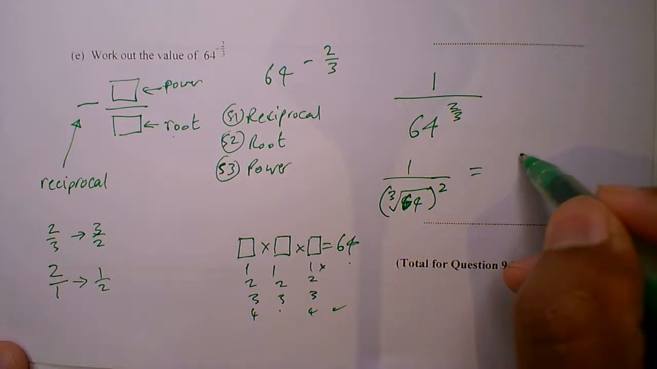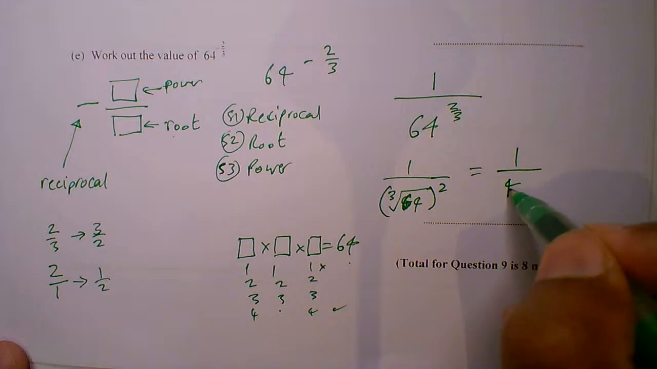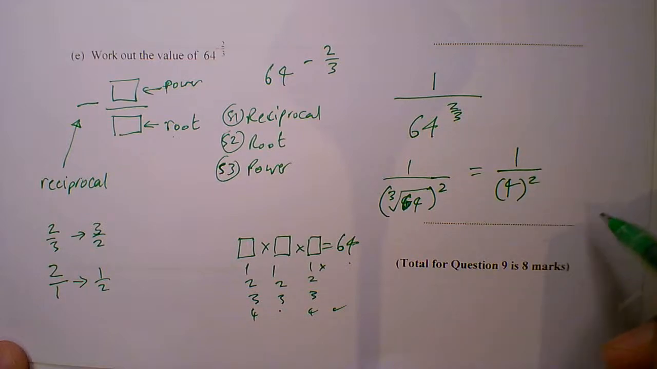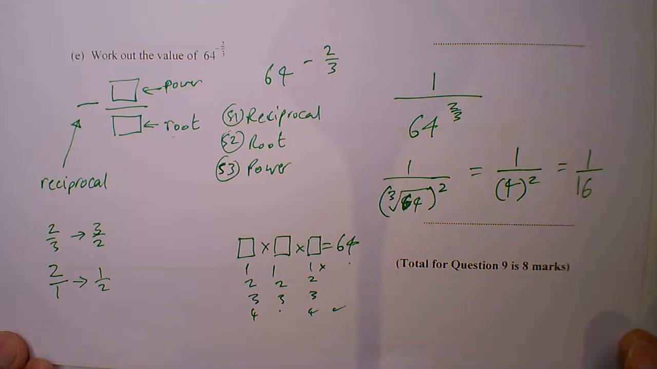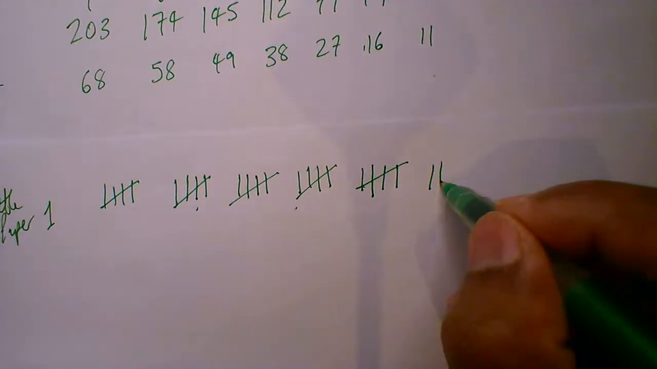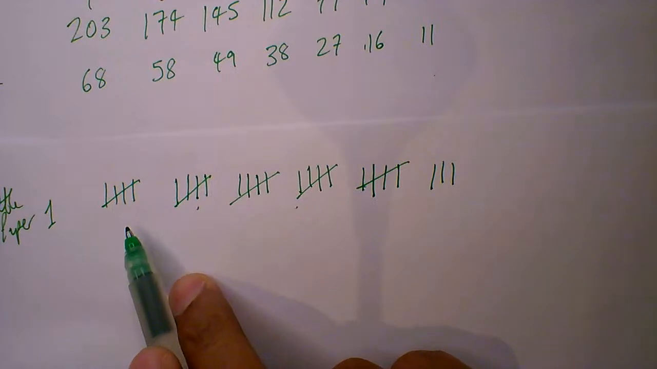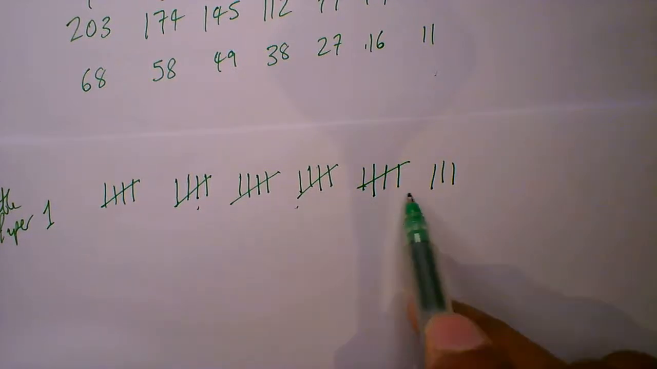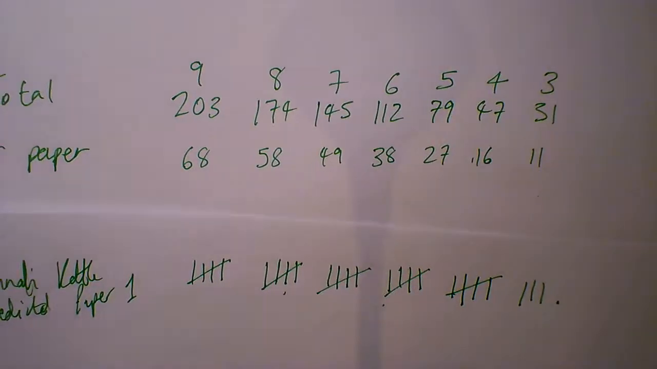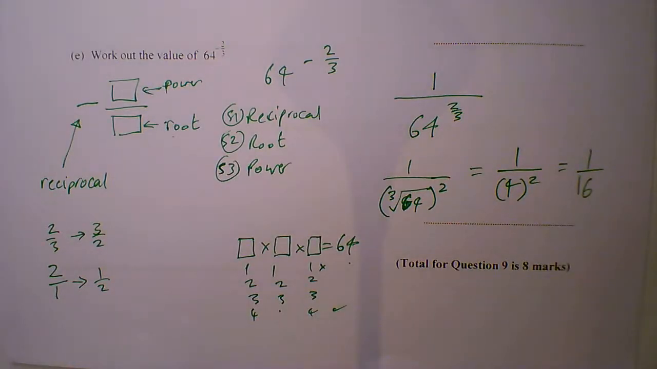So this becomes 1 over 4 squared. 4 squared is 4 times 4, which is 16. So we've got 1 over 16. And that is another 2 marks. If I go back to my tally and add 2 more marks: 5, 10, 15, 20, 25, 28. So I'm on a grade 5 based on last year's grade boundary. I know this is just practice.